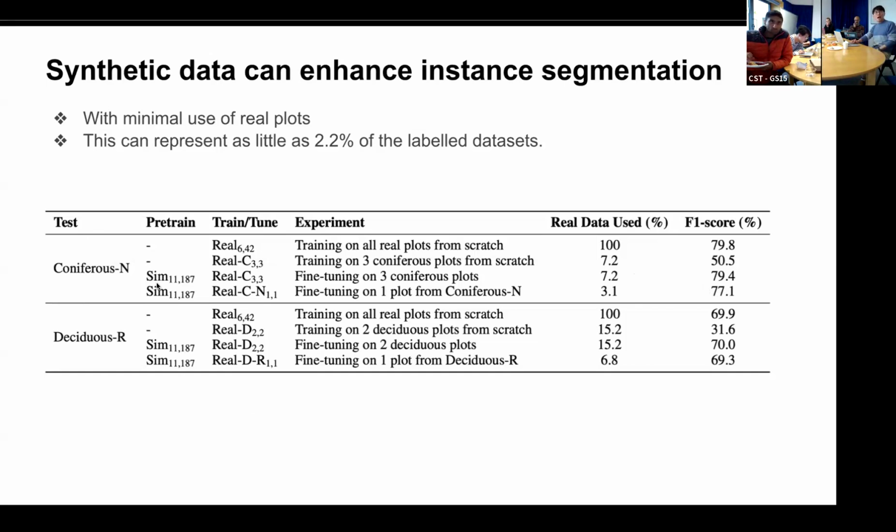and deciduous plots, and you fine-tune this on the same few-shot data set, these 3 coniferous plots, you will see that the F1 score is boosted to a level similar to training from scratch on the real data. And surprisingly, if you fine-tune the model from just 1 single plot, you can still achieve quite comparable metrics compared to training with a full-scale data set. Yes, this few-shot data can represent as little as 2.2% of the labeled data sets.